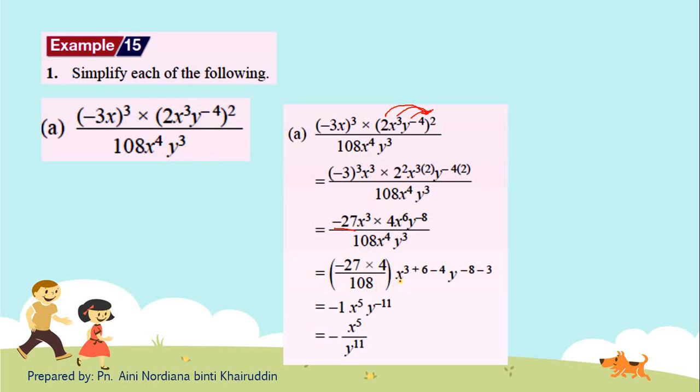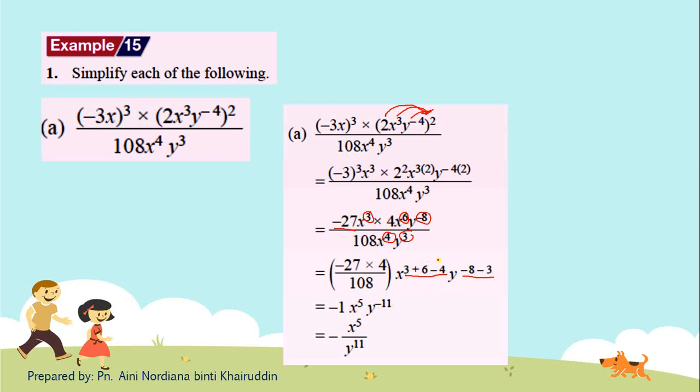And then x: 3 plus 6 minus 4. Plus here because of multiplication, minus because of division. So y: negative 8 minus 3. Use your calculator to calculate this, and then you will get negative 1. x to the power of 3 plus 6 minus 4 is 5. y to the power of negative 8 minus 3 equals negative 11.